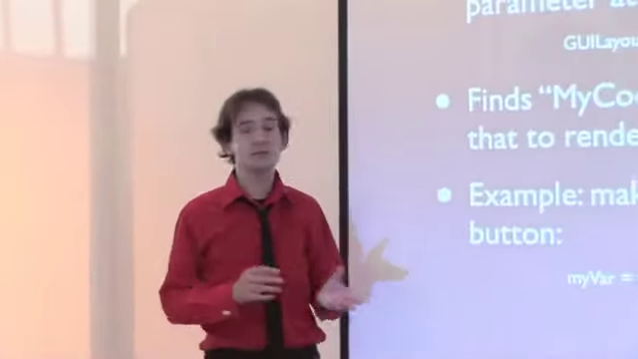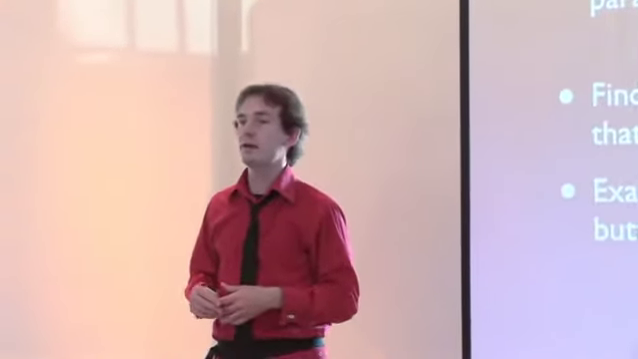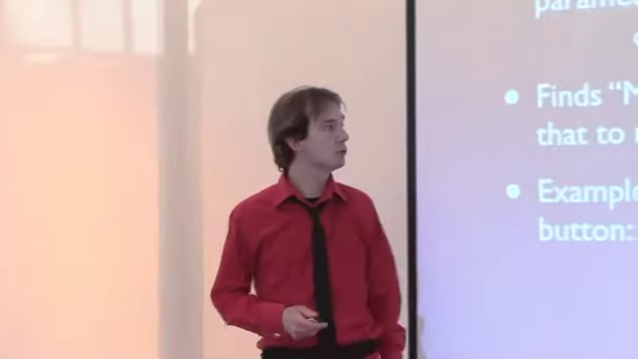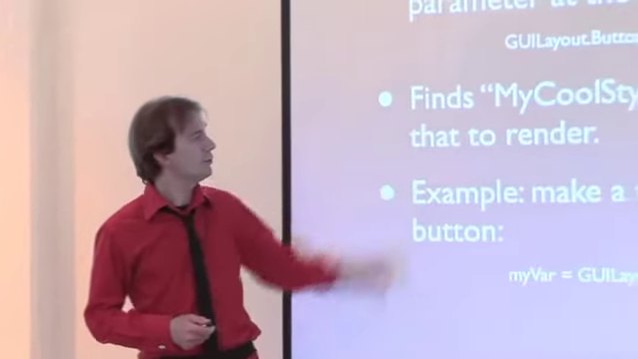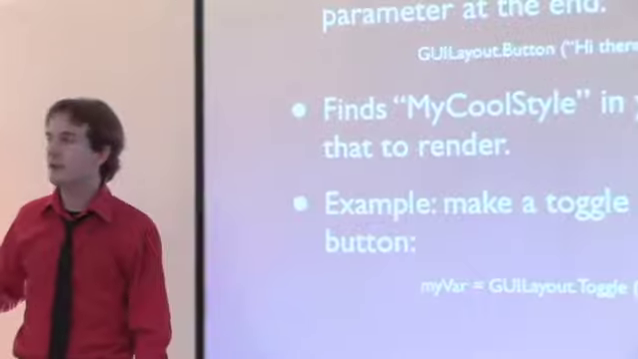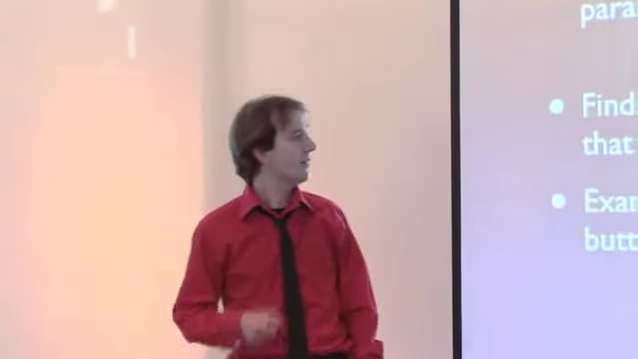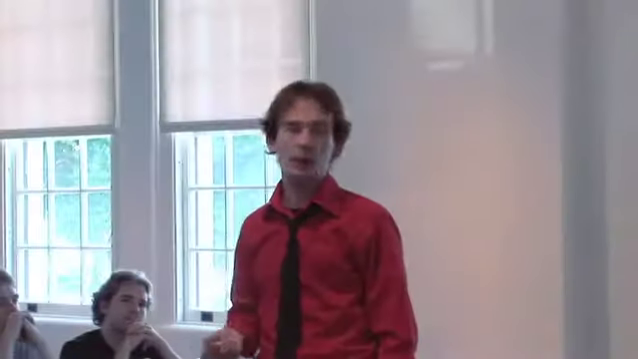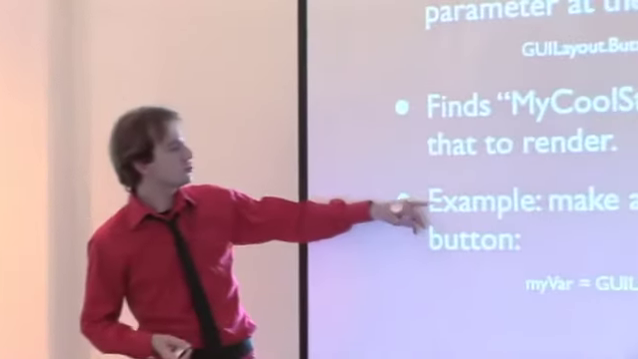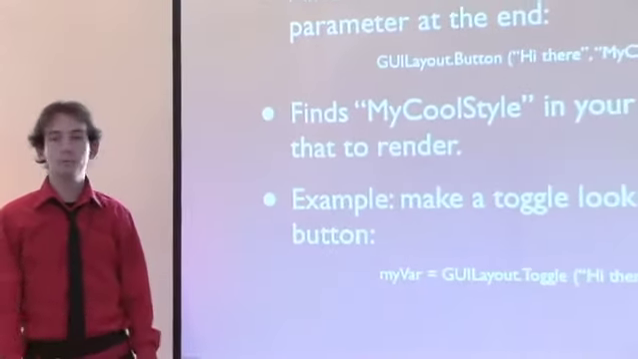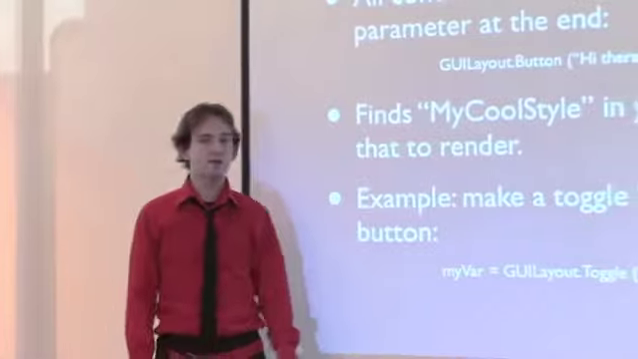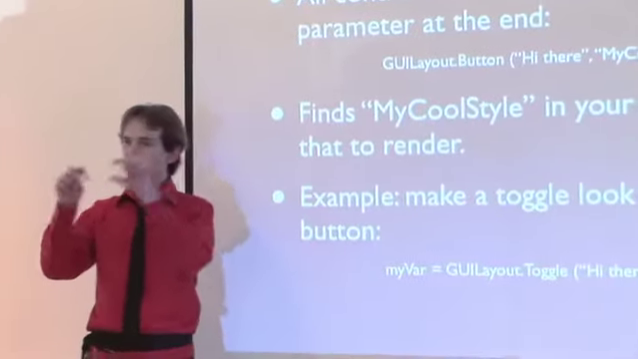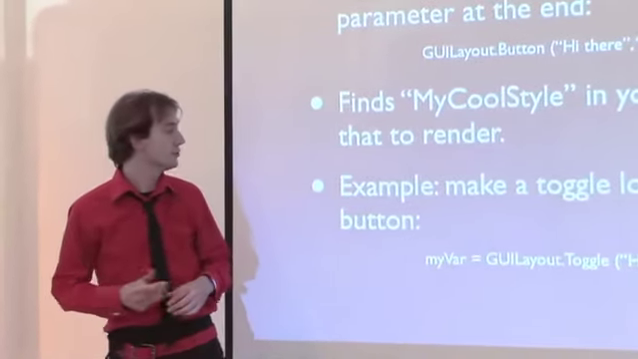So you can just make your own styles, and then that style will say, this should be a pink button, or this should be my cool style. So it will use my cool style, it will find it in the current skin, and then it will use that to determine rendering, positioning, and layout properties. And a good example of that is to just make a toggle look like a normal button. By default, you have a checkbox thing for a toggle, but sometimes you just want it to be like a button because that looks better in your GUI.